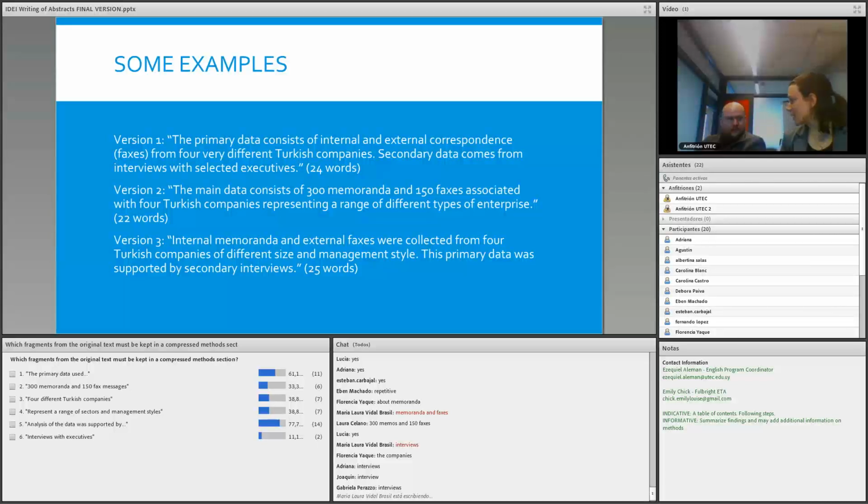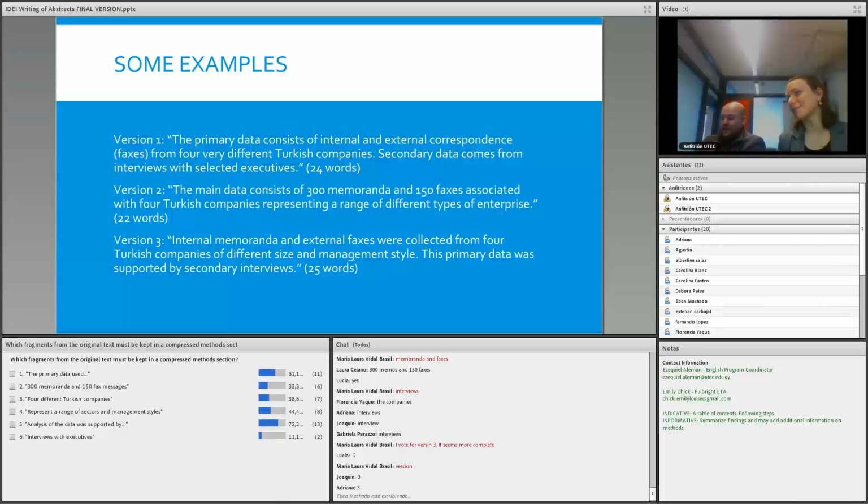Should we survey which ones they like best? Yeah, so which of these do you think is the best way to shorten the abstract, the methods? Manila is voting for version 3. It seems more complete. I agree, because if you look at it, it mentions the interviews.